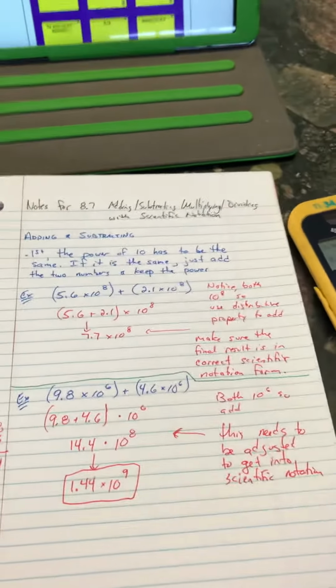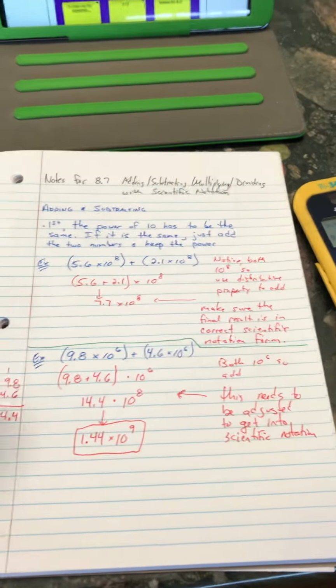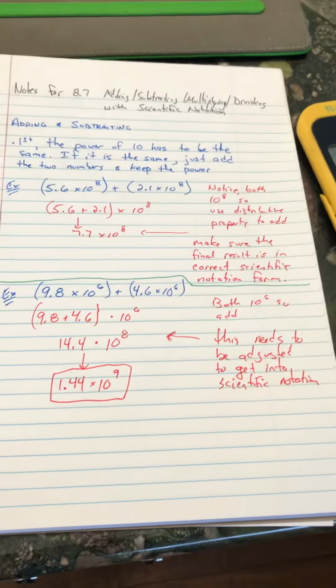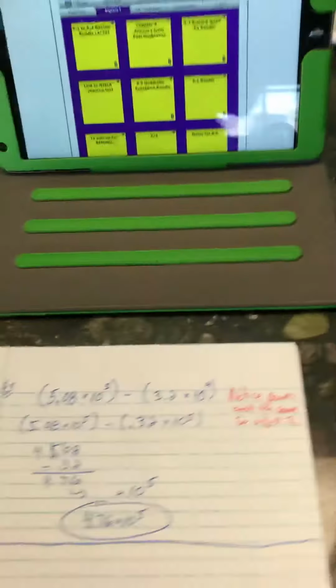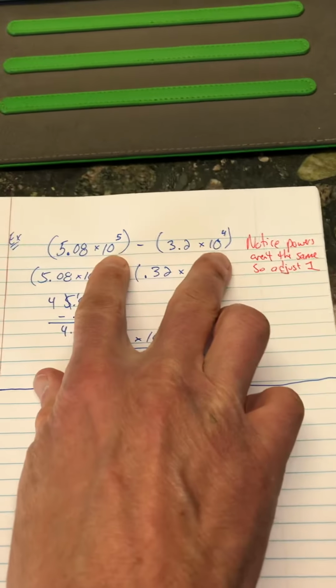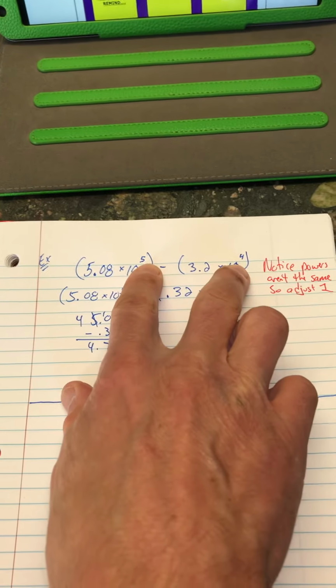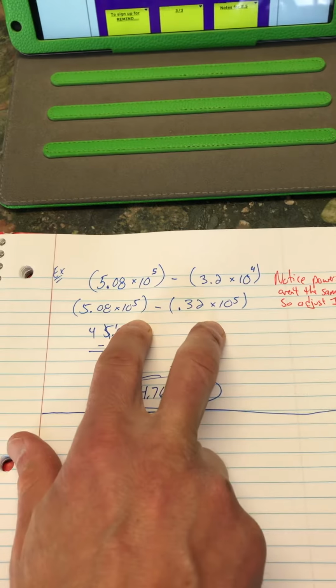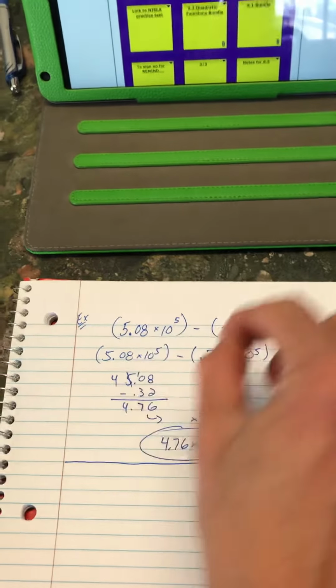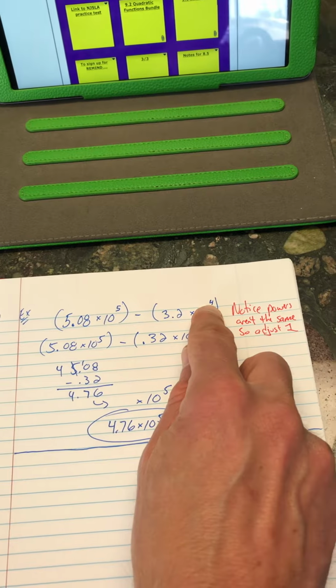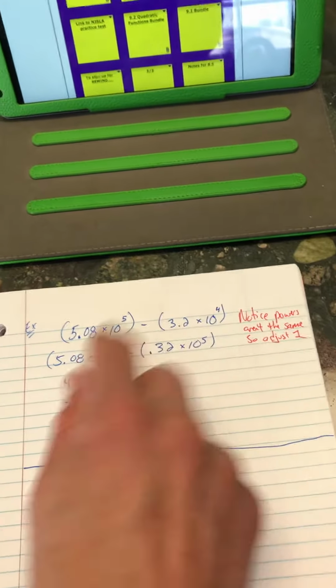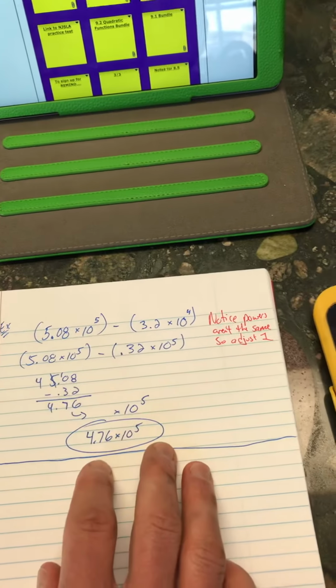Because if you're on the state test, we're not going to have a calculator if they talk about scientific notation, okay? They want you to understand what you're doing with your decimal point as you move it back and forth. Subtraction's basically the same thing, except instead of adding, I'm going to be subtracting. But what happens if the 10 is not to the same power? That's where we need to adjust one of them to make them the same power, just by moving the decimal point and adjusting one of the exponents. It doesn't really matter which one. Okay, in the end, we're going to get the same answer.